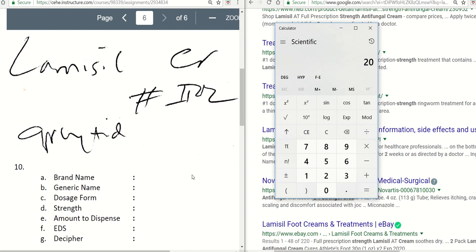So in week 4, you'll have a similar assignment. I'll let you guys do that one more on your own.